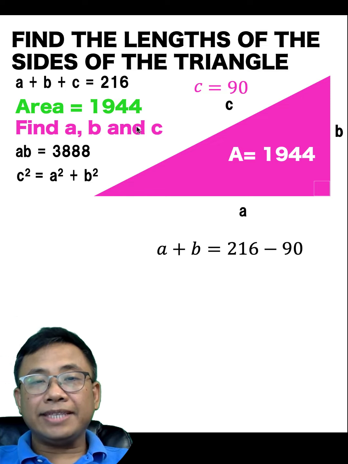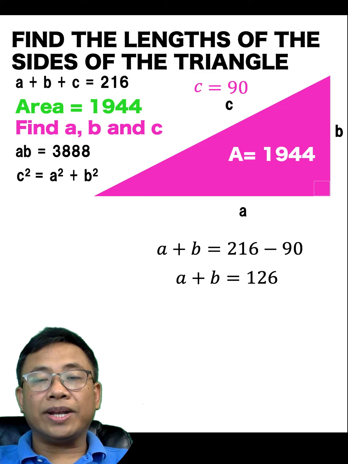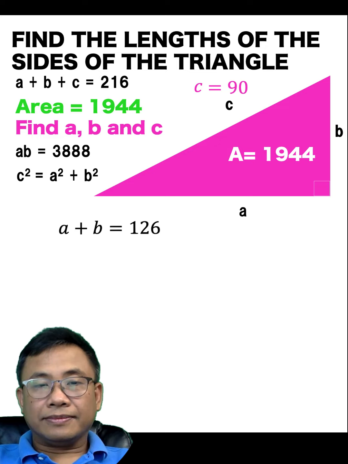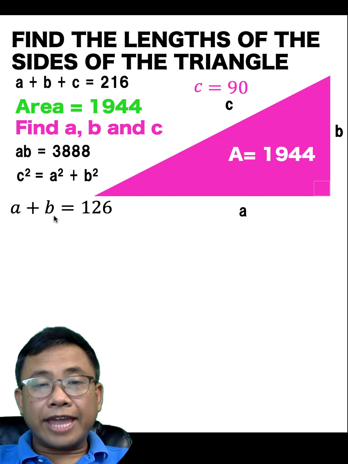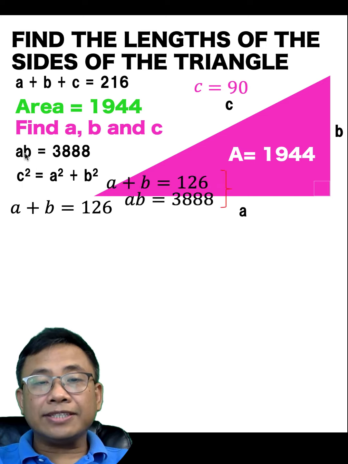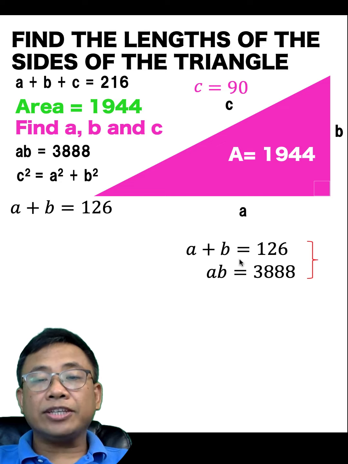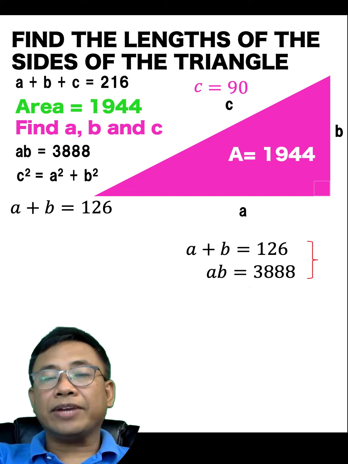Next, let's go back to the perimeter. A plus B is equal to 216 minus C, where C is equal to 90. So that means A plus B is equal to 126. Now we have here an equation for A plus B and A times B. We can solve these two equations simultaneously, where A plus B equals 126 is our equation 1. A times B equals 3,888 is our equation number 2.